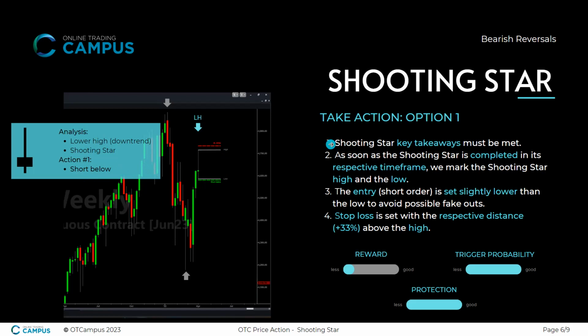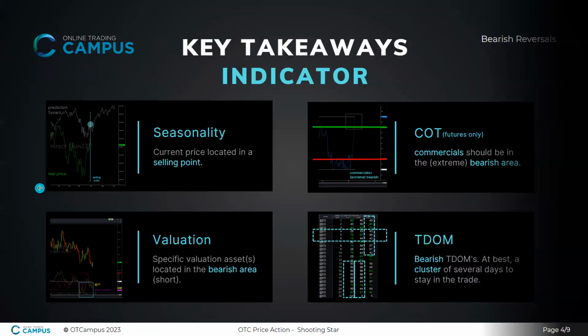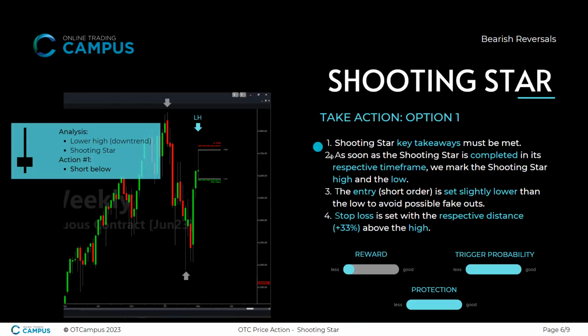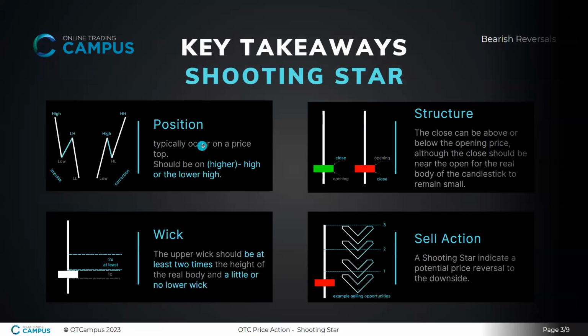Let's go to the right side. Number 1, shooting star, key takeaways must be met. Let's do this together here. It means position in the lower high. Let's go here. Means we are definitely in the lower high. Perfect. Let's go to another thing. It's the wick, right? The upper wick should be at least 2 times the height of the real body and a little or no lower wick.